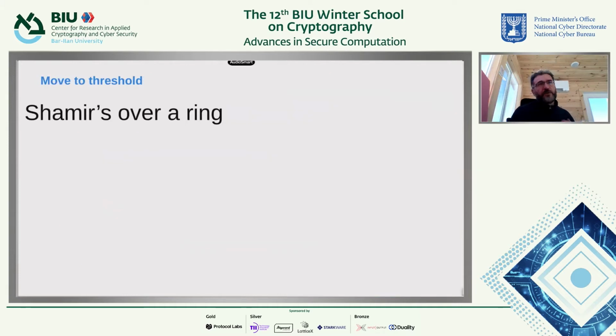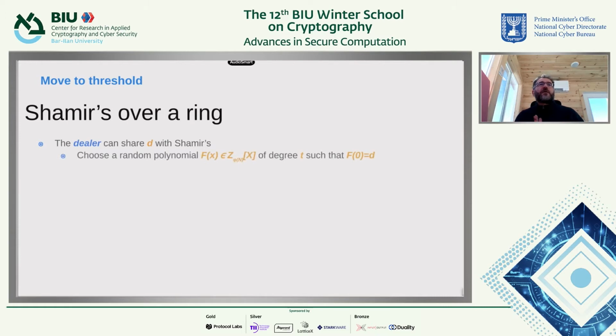So let's try to move to threshold. What if we want to do Shamir over a ring? The dealer can still share the secret. Remember, why do I want to do this over a ring? Because now we're working modulo phi of n. Phi of n is not a prime, so we're not guaranteed that you can do inversions, first of all. But if we don't know phi of n, we cannot do the inversions. The only way we can invert modulo phi of n, multiplicative inversion, is if we know phi of n. So, okay, let's see what we can do then.